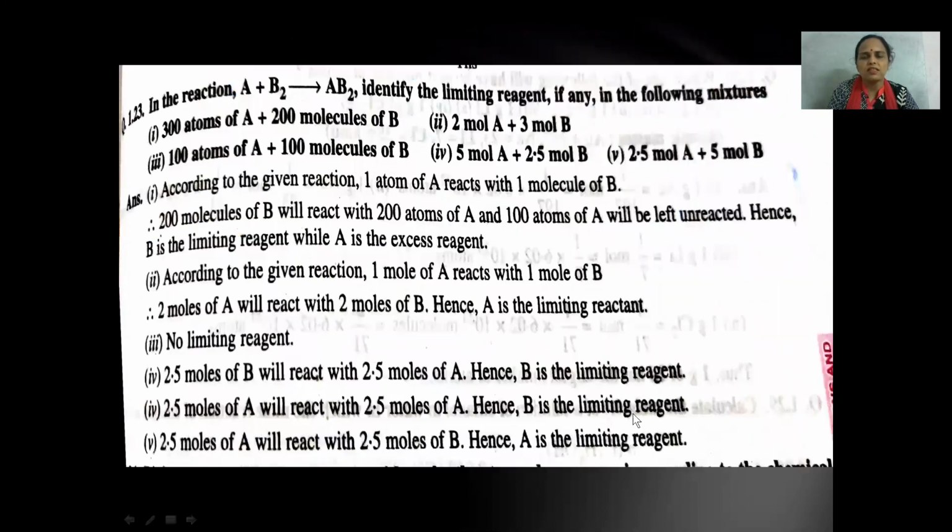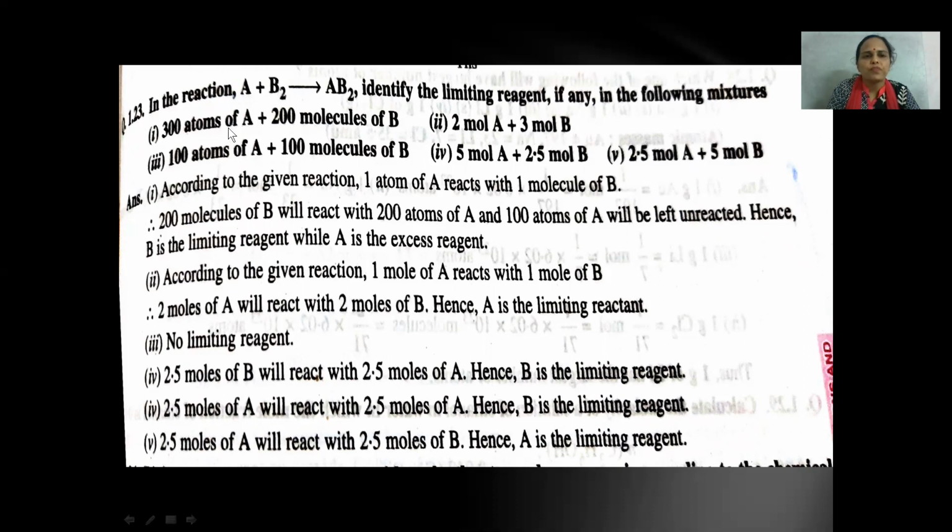So let us first see a theory based question on limiting reagent. The question is, in the reaction A plus B2 gives AB2, identify the limiting reagent, if any, in the following mixtures. The big hint is that the one present in less amount is called your limiting reagent.